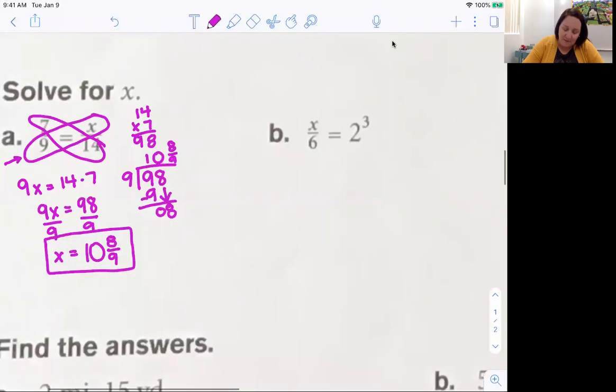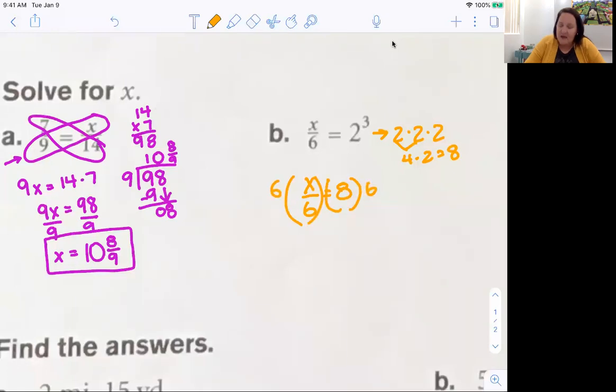Let's look at letter B. I have x divided by 6 equals 2 cubed. Is that 2 times 3? No, siree. This is actually 2 times 2 times 2. 2 times 2 is 4, times 2 is 8. So I have x divided by 6 equals 8. What do I do now? I'm dividing by 6. What's the opposite of dividing by 6? It's called the division axiom. You multiply by 6. Good. Because these cancel out and we get x equals, what's 8 times 6?